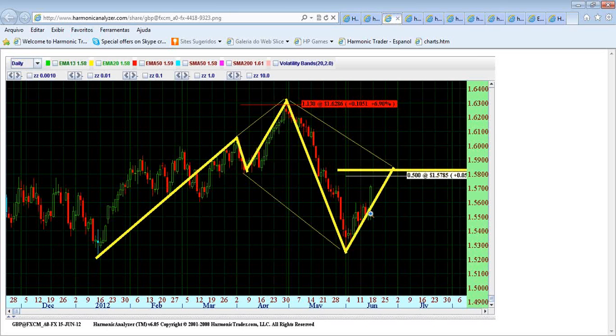Make sure if you're looking at a Gartley, it's a Gartley. If you're looking at a bat, it's a bat. If it's a 5-0 or shark, know how to differentiate those numbers.